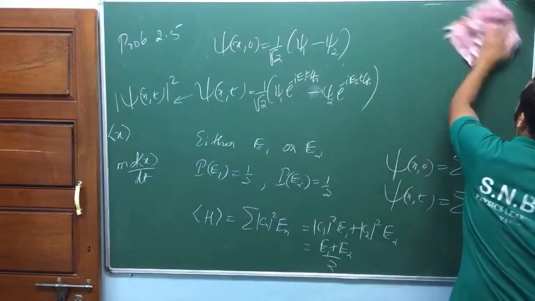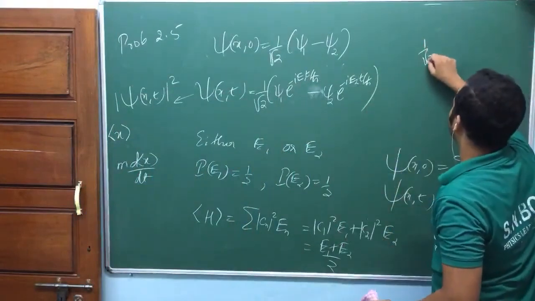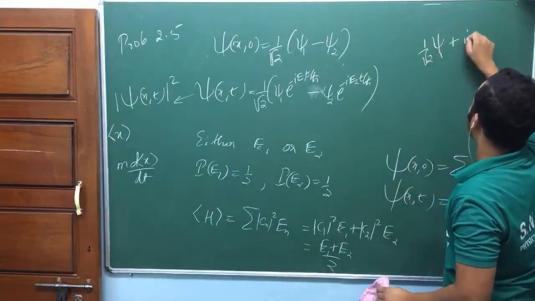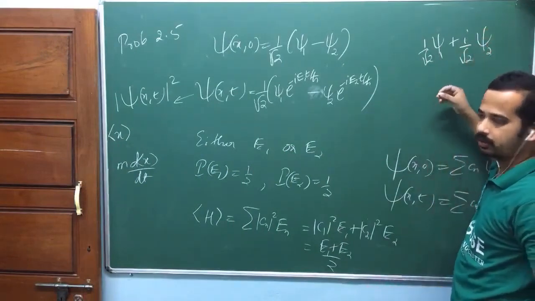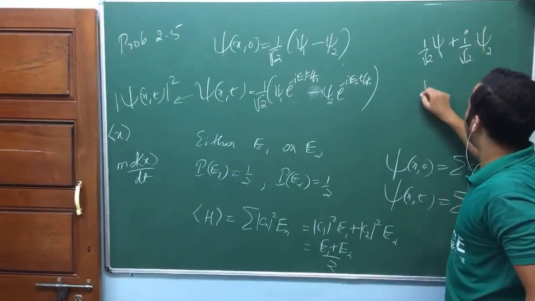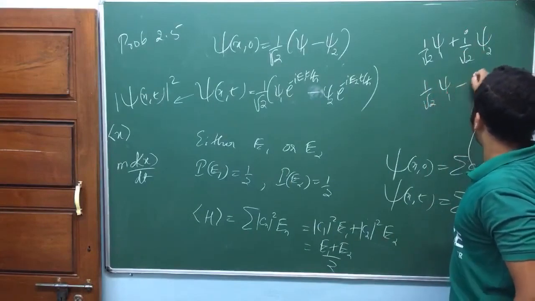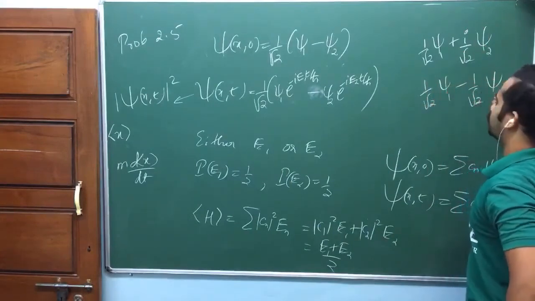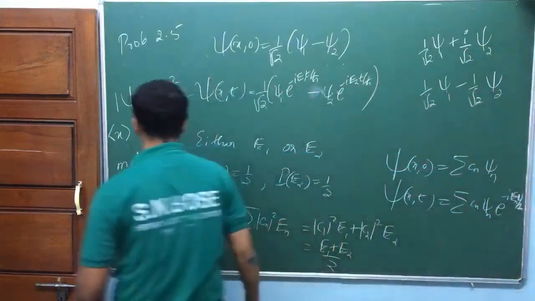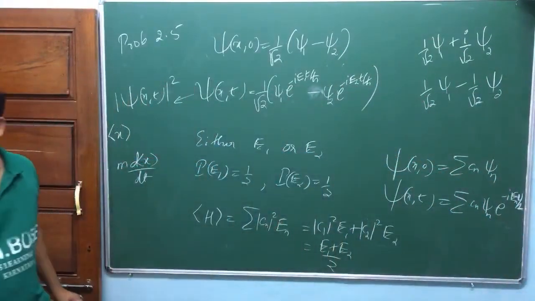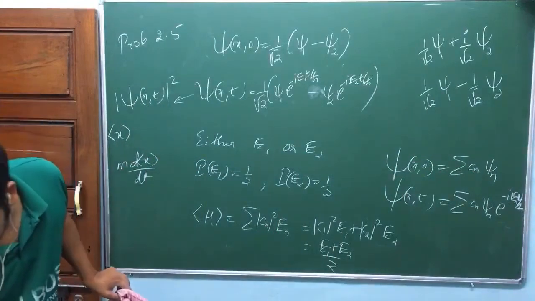Or you may have a situation like this: 1 by root 2 psi 1 plus i by root 2 psi 2. Then also mod square is the same. You may have 1 by root 2 psi 1 minus 1 by root 2 psi 2, like this. Then also these parts are the same. Observe that one. That's the example problem number 2.6.